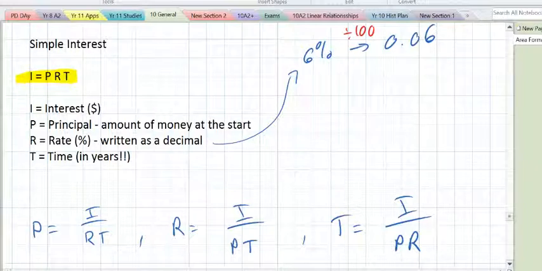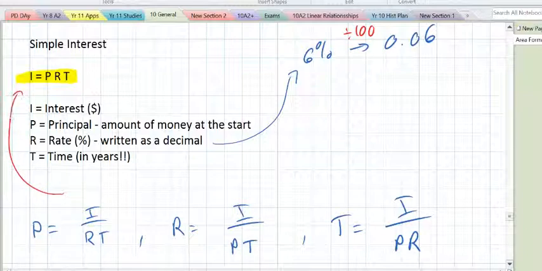Alright, and this will be about the first thing we did last term. So if it's a little rusty, I don't blame you. And all of those equations come from this one.